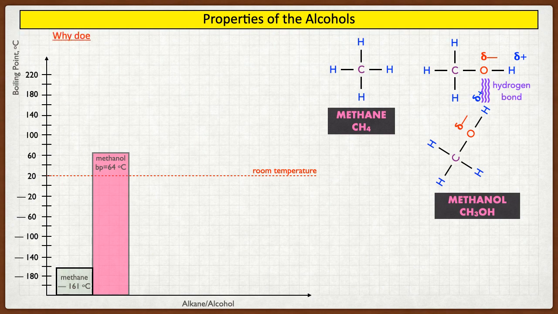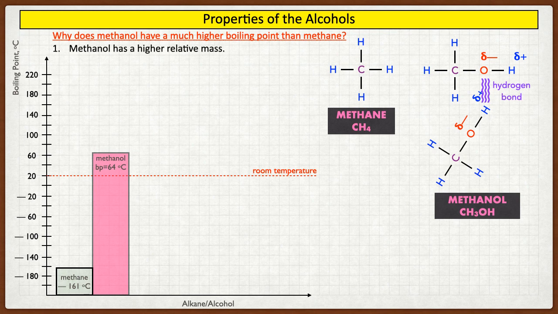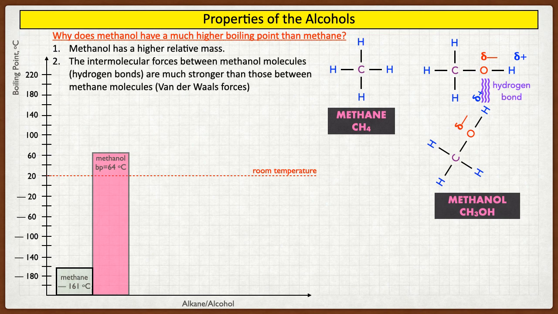So the question we need to be asking ourselves is, why does methanol have a much higher boiling point than methane? Well, there's a couple of reasons. One, methanol has a higher relative molecular mass. That's due to the extra oxygen atom. Higher relative molecular mass means greater van der Waals forces strength, but the main reason is that the intermolecular forces between methanol molecules, the hydrogen bonds, are much stronger than those between methane molecules, which are just weaker van der Waals forces. There's no hydrogen bonds in the alkanes.